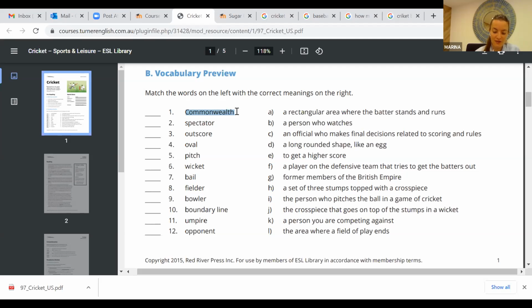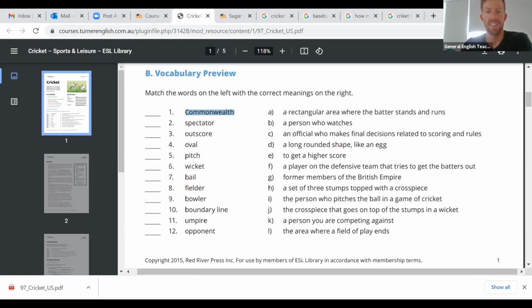Spectator. Spectator. Outscore. Outscore. Oval. Oval. Pitch. Pitch. Wicket. Wicket. Bail. Well. Bail. Bail. Bail. Fielder. Fielder. Boundary line. Boundary line. Umpire. Umpire. Opponent. Opponent. Dizzy. Commonwealth. Commonwealth. Spectator. Spectator. Outscore. Outscore. Oval. Oval. Pitch. Pitch. Wicket. Wicket. Bail. Bail. Fielder. Fielder. Bowler. Bowler. Boundary line. Boundary line. Umpire. Umpire. Opponent. Opponent.